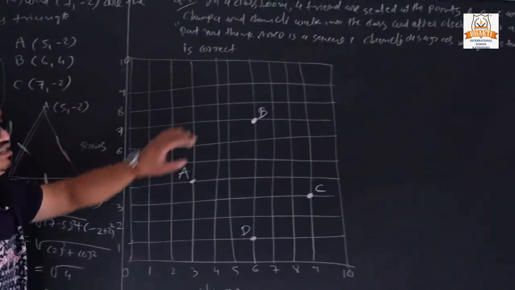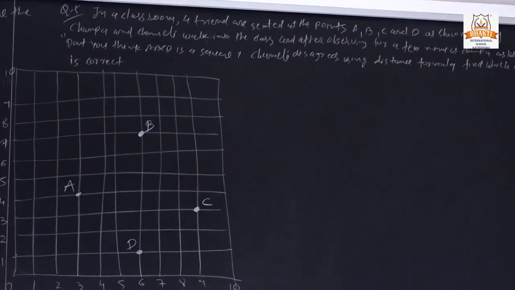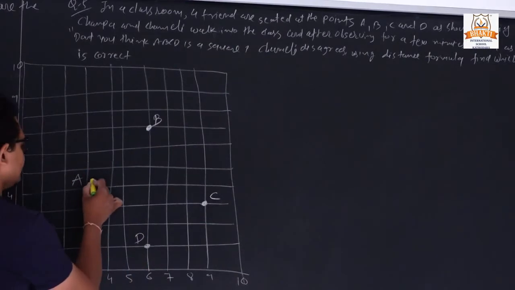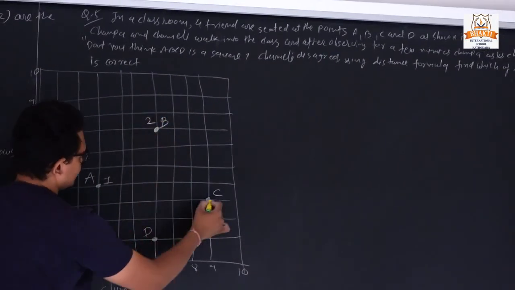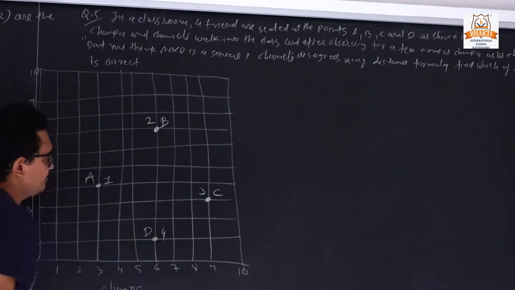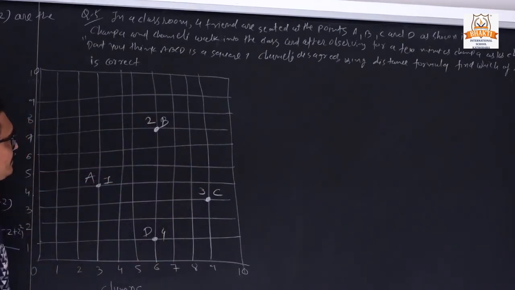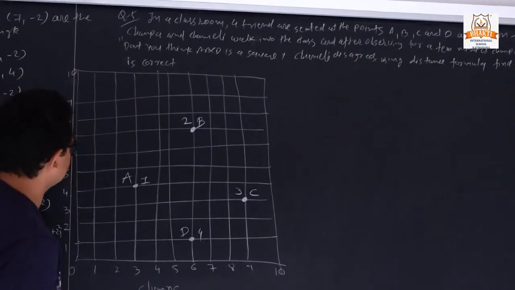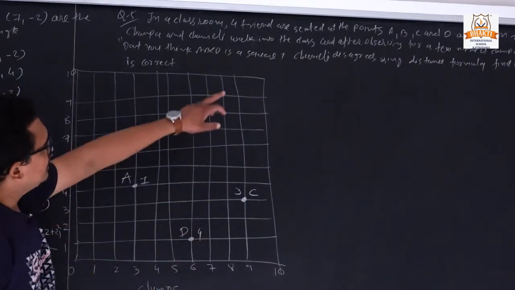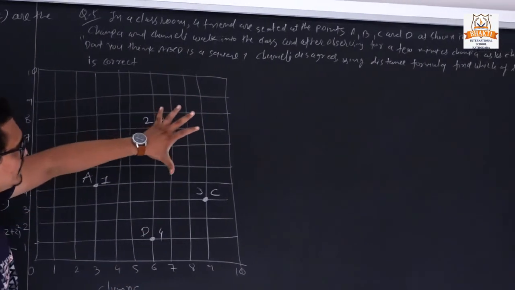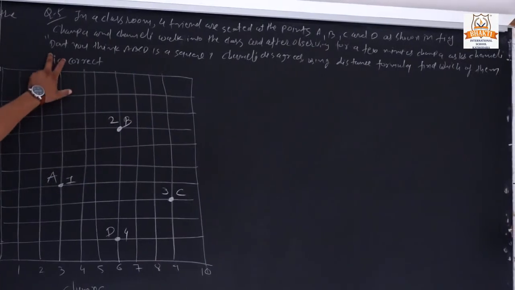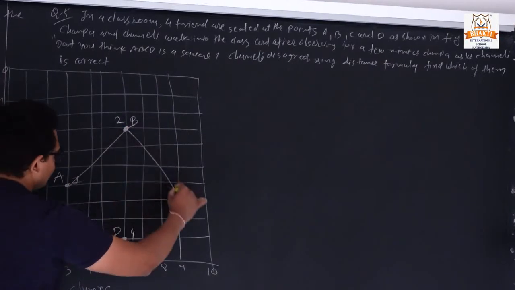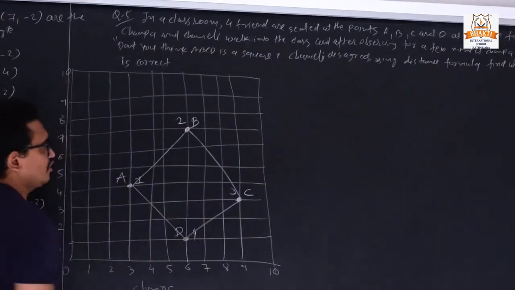Now next, question number 5. In a classroom, 4 friends are seated at A. First friend is here, second it is here, third it is here, and fourth friend is here. In a classroom, the arrangement of those 4 students are as shown in the figure. Champa and Chameli walk into the class, and after observing for a few minutes, Champa asked Chameli, "Don't you think ABCD is a square?" So if we see that, is this a square or not.